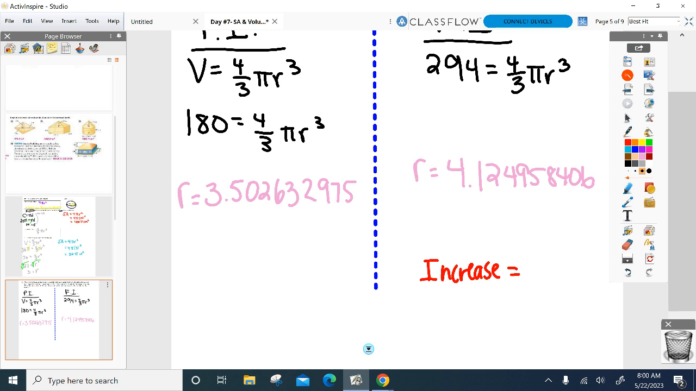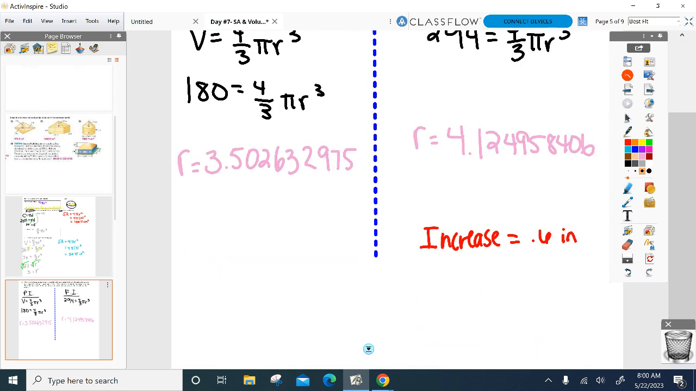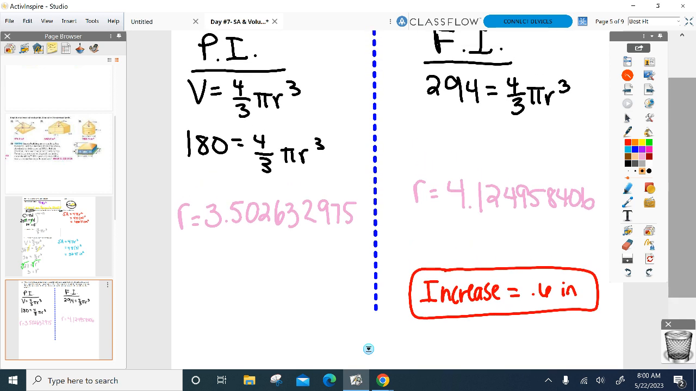Spence? Good. Yeah, darn right you are. Everyone else, we're all right? Okay, so what's the increase? 0.6 should be the increase when I subtract these two and round to the nearest tenth. 0.6 inches. We're all good. Let me know. Okay, next one.